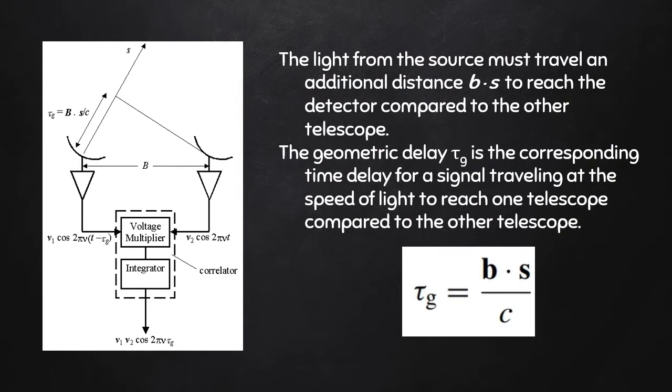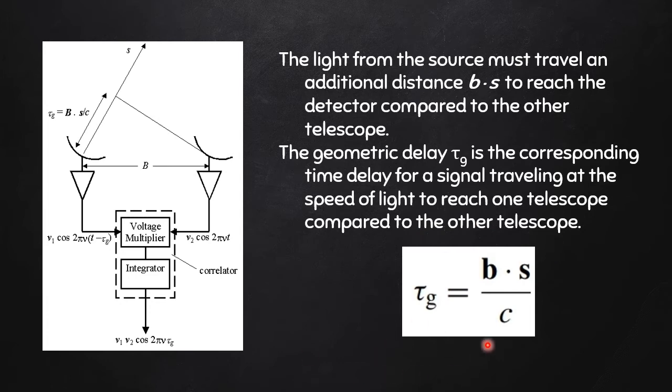The basic principle behind radio interferometry is this: consider telescope 1 is nearer to the source than telescope 2. To get constructive interference, we must consider the time delay, as the light traveling from the source will travel an additional distance to reach telescope 2 compared to telescope 1. The geometric delay, which is the corresponding time delay for the signal traveling at the speed of light to reach one telescope compared to another, is expressed as this.